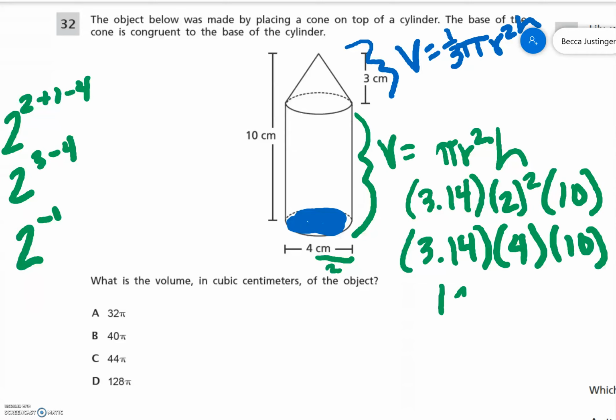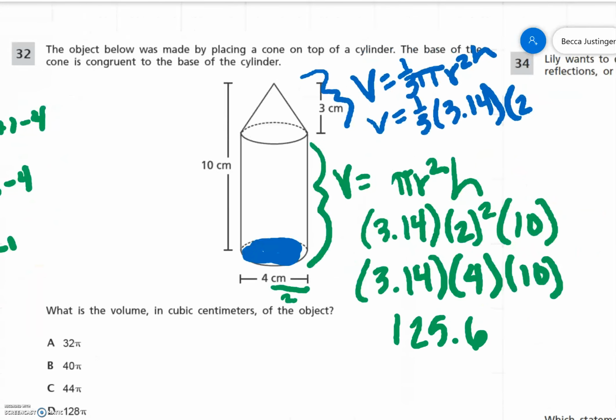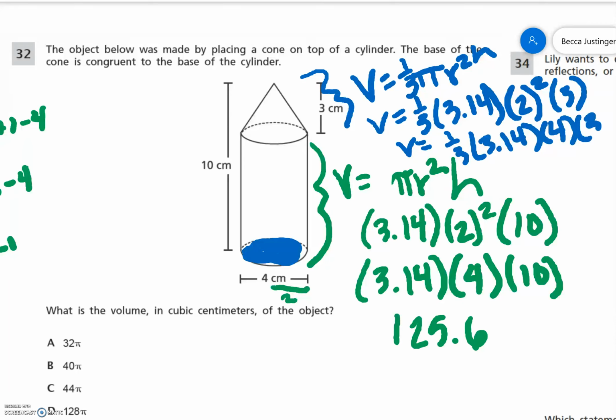So that is 125.6. Now we'll do the cone. Plug in what we know. 1/3 pi is 3.14. The radius is the same. So that's that 2 squared. And the height is 3. Then we do our exponents. So 1/3, 3.14. 2 squared is 4 times 3.